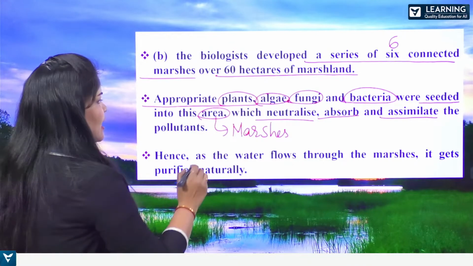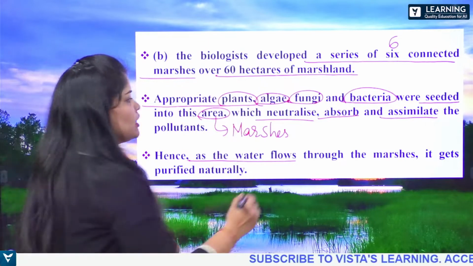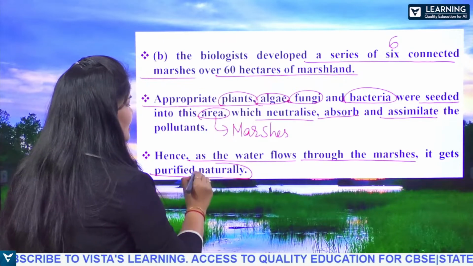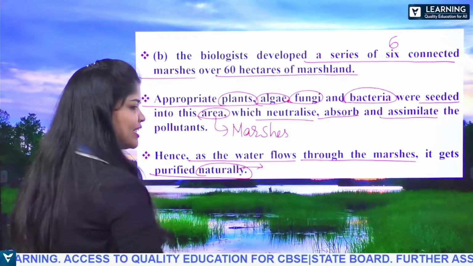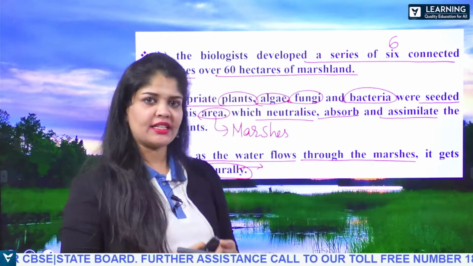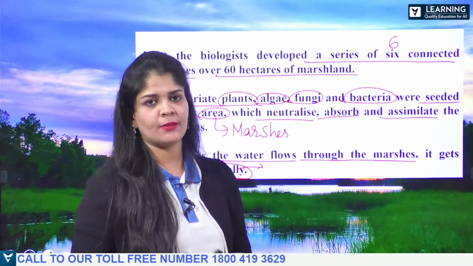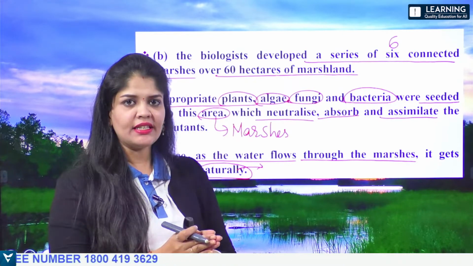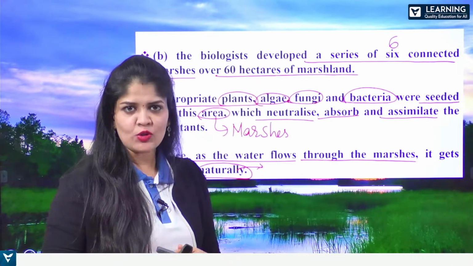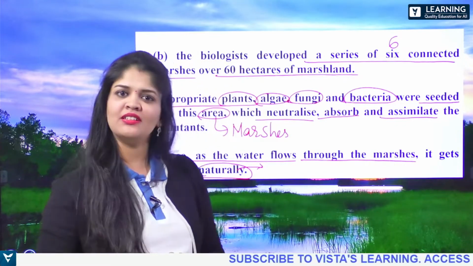Hence, as the water flows through these marshlands, it gets purified naturally. That is what we consider. Naturally it is getting purified, and in the previous step we are employing techniques like sedimentation, filtration and chlorination. All these are artificial processes. So we are using a coordinated method, and that is called an integrated method. Integrated wastewater management, where we are using both artificial methods as well as natural methods.